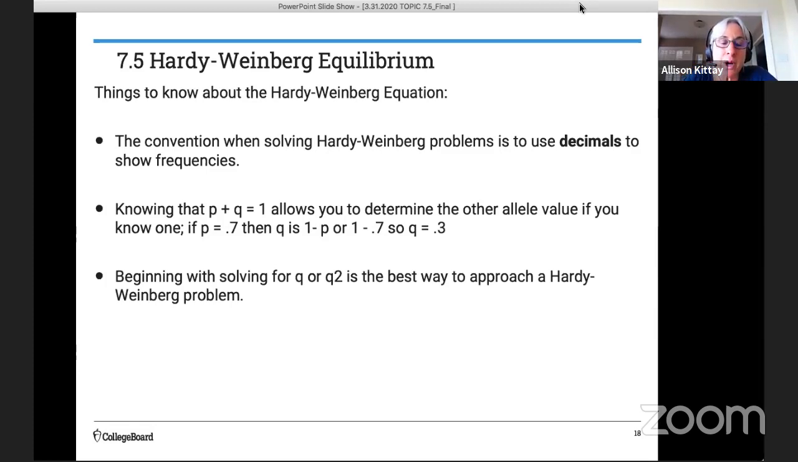Knowing that P plus Q equals 1 allows you to determine the other allele value if you know one. For example, if P is 0.7, then Q is 1 minus P, or 1 minus 0.7, Q equals 0.3. Add them up, 0.7 plus 0.3 equals 1. And my personal favorite is when you begin to solve a Hardy-Weinberg problem, you always want to start with solving for Q, or Q squared, because you know the homozygous recessive phenotype. If you know the phenotype, you know it has to be the genotype, because with those homozygous recessives, what you see is what you get.